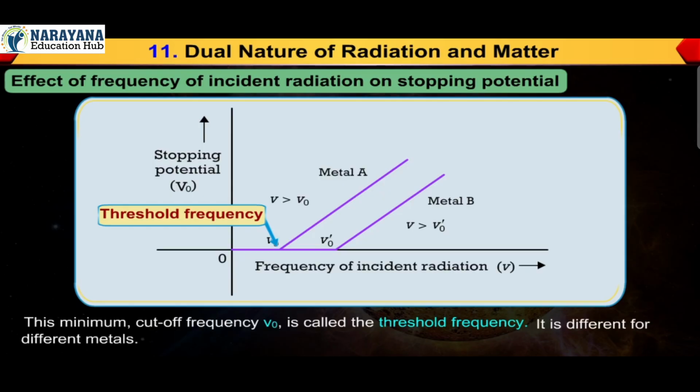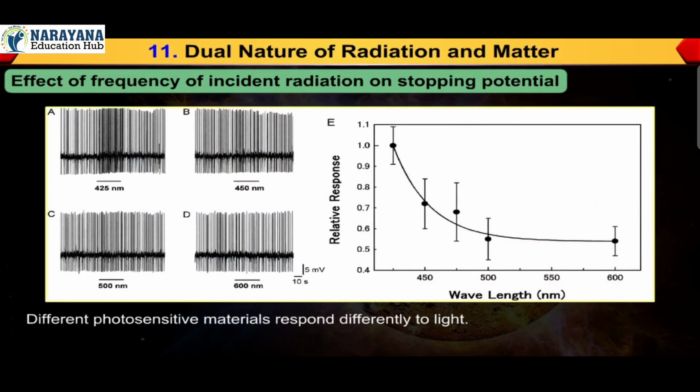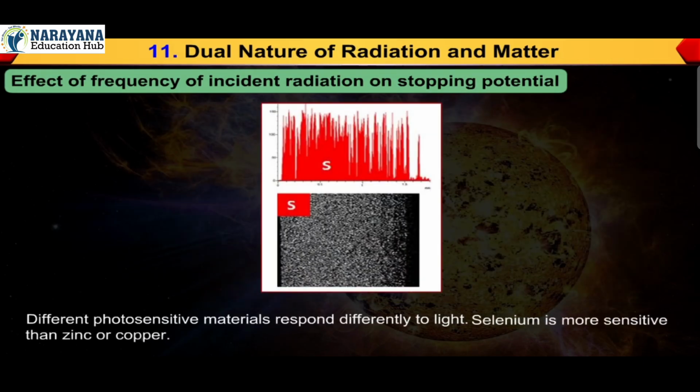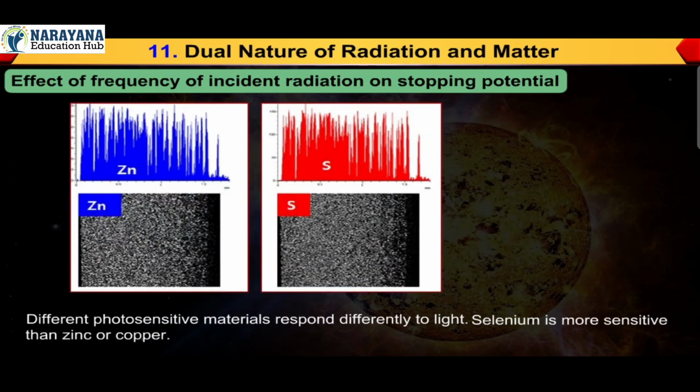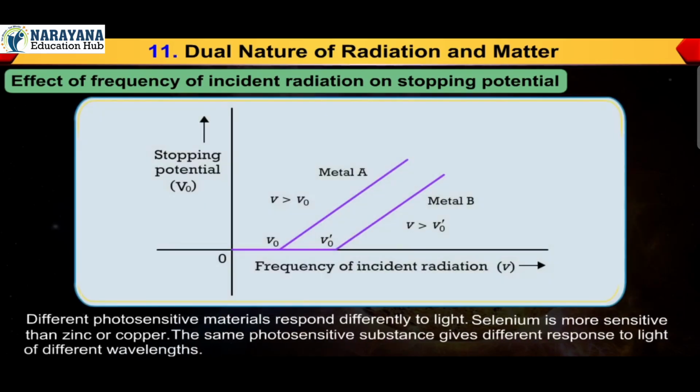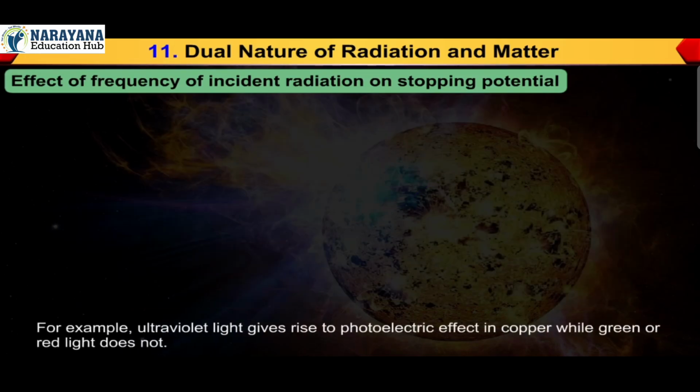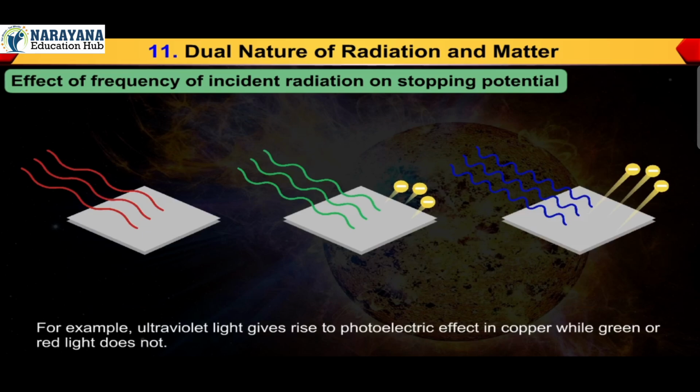It is different for different metals. Different photosensitive materials respond differently to light. Selenium is more sensitive than zinc or copper. The same photosensitive substance gives different response to light of different wavelengths. For example, ultraviolet light gives rise to photoelectric effect in copper, while green or red light does not.